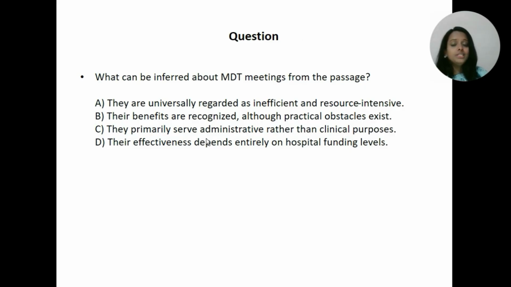Options are: they are universally regarded as inefficient and resource intensive; their benefits are recognized, although practical obstacles exist; they primarily serve administrative rather than clinical purposes; their effectiveness depends entirely on hospital funding levels. Now, again, pause here. This question asks what can be inferred, right? Not what is directly stated. So, here, inference requires you to synthesize.